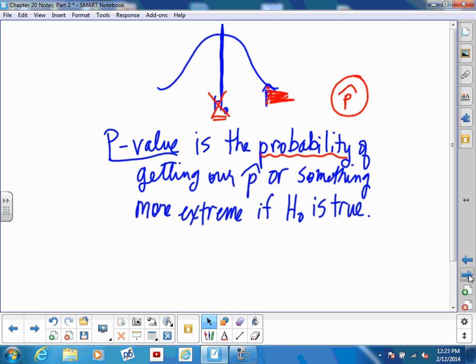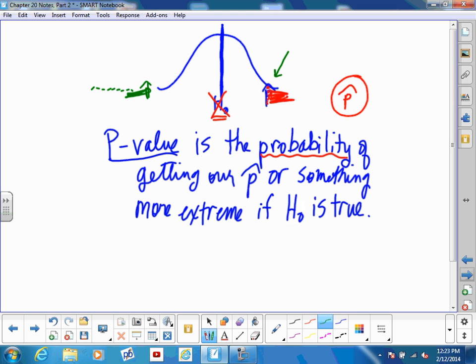One last thing I wanted to say. If this was a problem where we were talking about something being way too small, of course you would be interested in p-hats down here, and then the area you would be talking about is something from here, or something more extreme would be out this direction. Okay. So here we are.